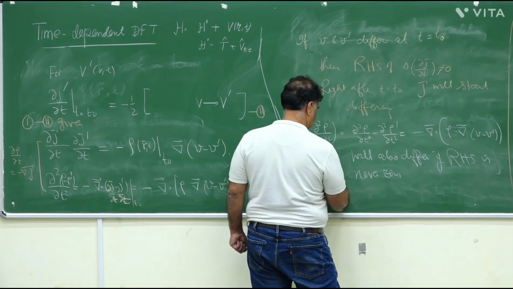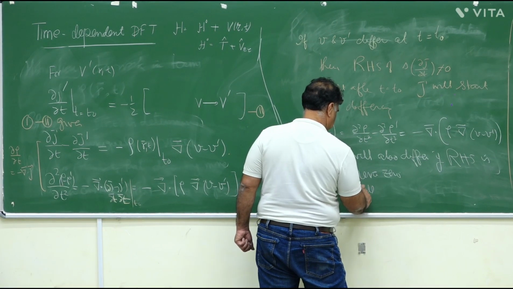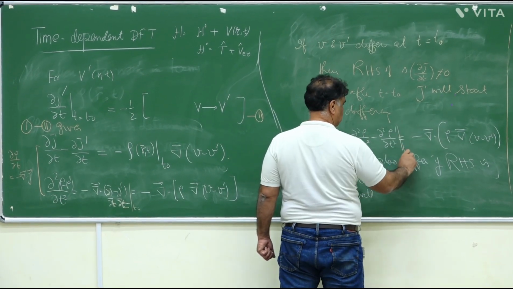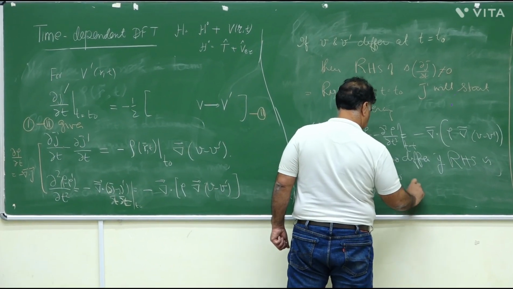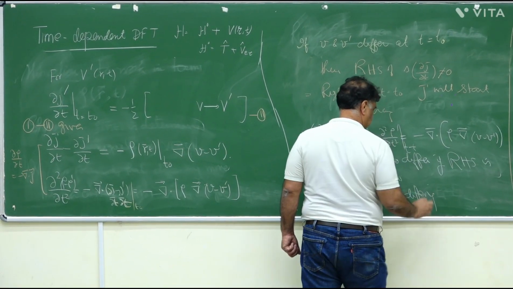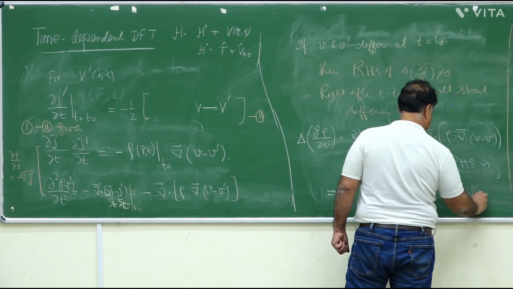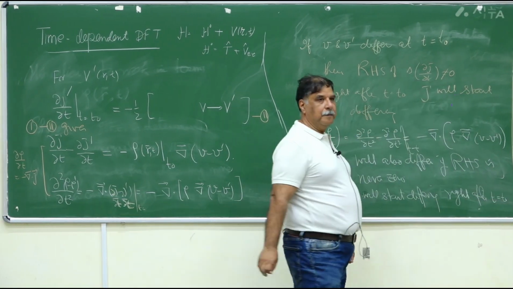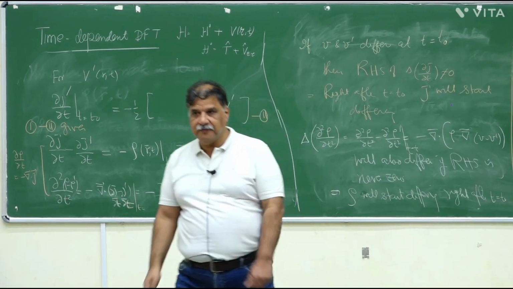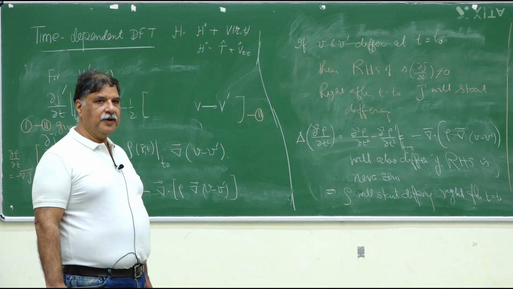And that means ρ, at t equals b, will start differing right after t equals b, because the derivatives are different. Is that okay?